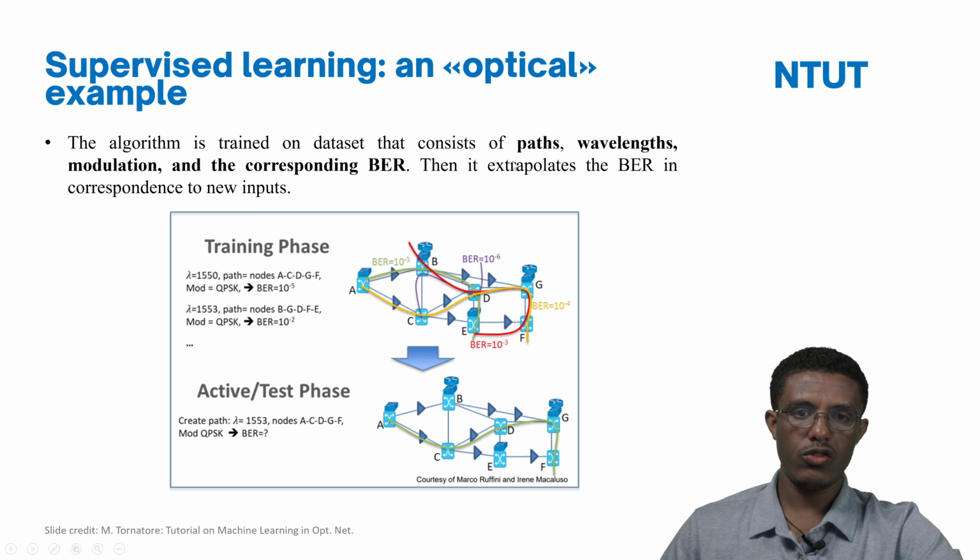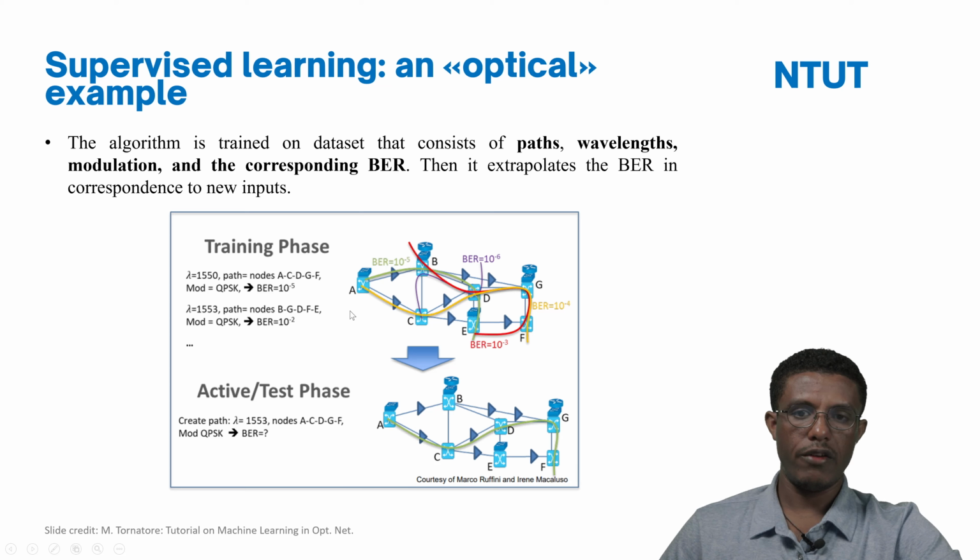Our data set consists of the paths. For example, in the training phase, we have a wavelength and a path like A, C, D, G, F. This is the path to move to this one. And we know the modulation is QPSK, and the bit error rate for this path is 10 to the power of -5. When the wavelength is 1553, the path is based on B, G, D, F, E.